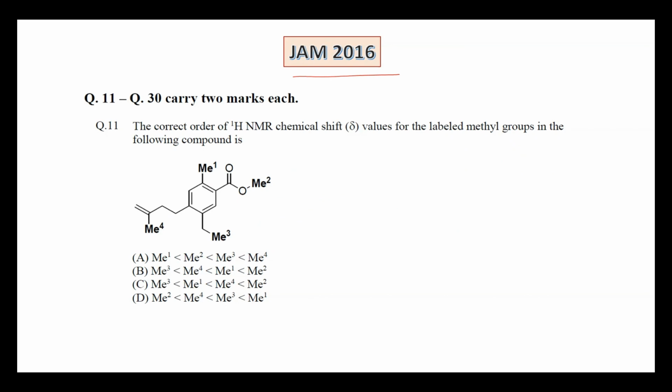They've asked for the correct order of proton NMR chemical shift value for the labeled methyl groups. So I have methyl 1, 2, 3, 4. As we can see, the methyl is attached to a heteroatom followed by C double bond O. As I've told you, a methyl attached to oxygen will be around 3.6. If it is further attached to a C double bond O, it will be highly deshielded. It will come around 3.9.